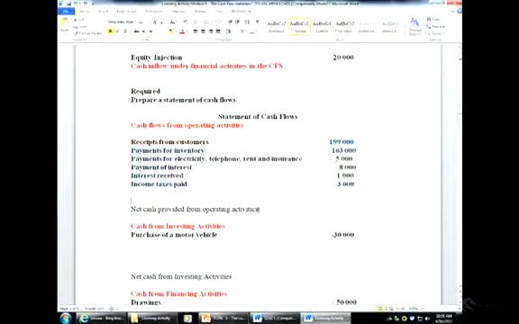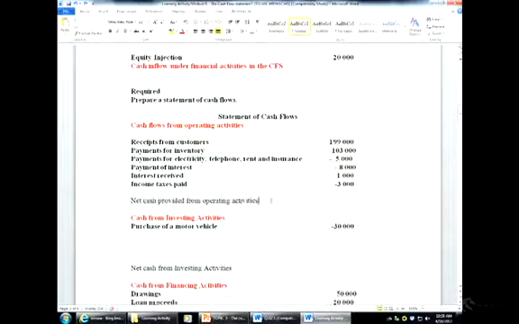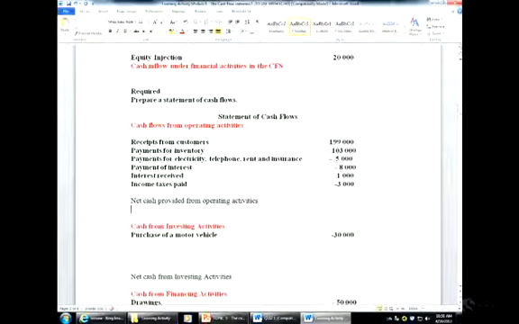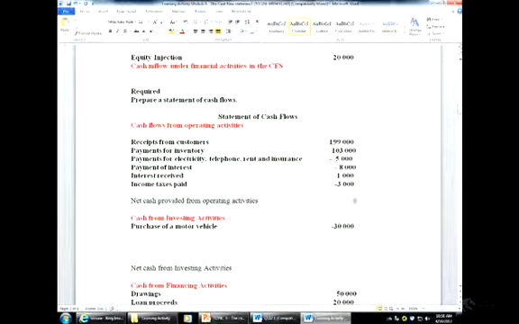Now under operating activities, you add up all the pluses and then you take off all the minuses and see whether your net cash has increased or decreased from operations. So 199,000 minus 103 minus 5 minus 8 plus 1,000 minus 3,000, you should get a net result of $81,000. Now that's your net increase in operating activities cash inflow.